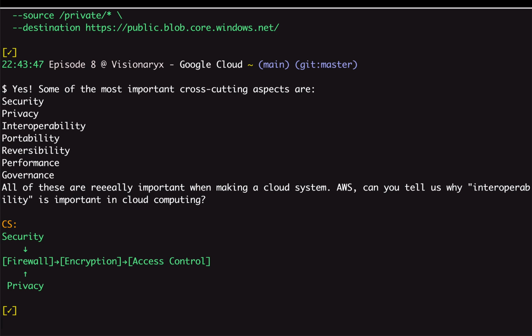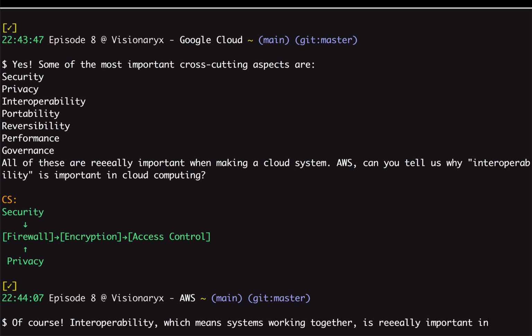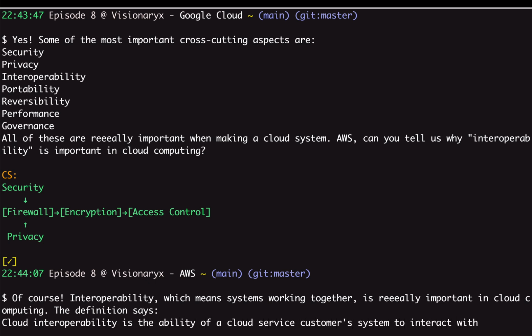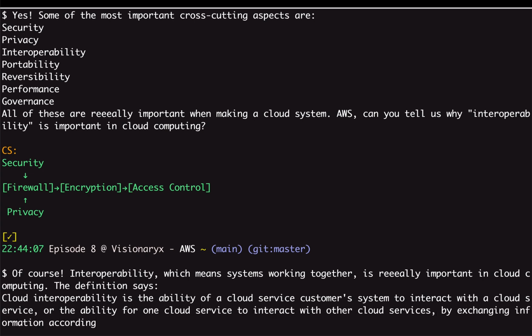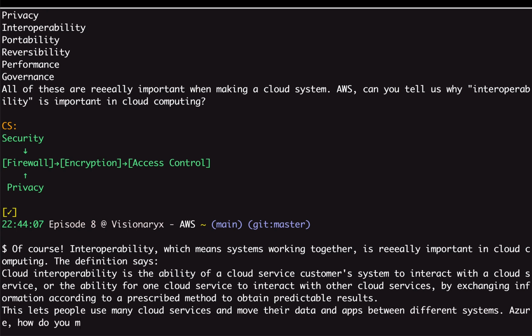AWS, can you tell us why interoperability is important in cloud computing? Of course. Interoperability, which means systems working together, is really important in cloud computing. The definition says, cloud interoperability is the ability of a cloud service customer's system to interact with a cloud service, or the ability for one cloud service to interact with other cloud services by exchanging information according to a prescribed method to obtain predictable results. This lets people use many cloud services and move their data and apps between different systems.